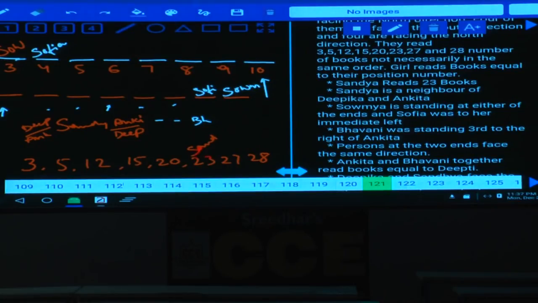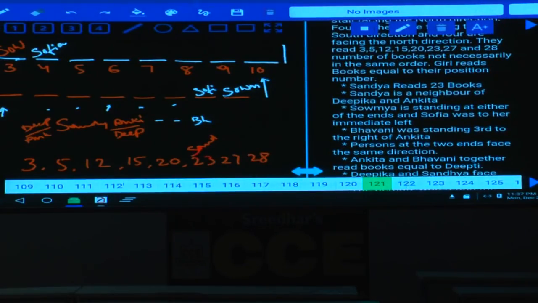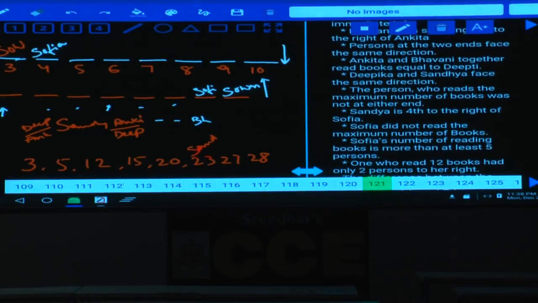Persons at the 2 ends face the same direction. Now these 2 persons are facing towards the same direction. Then Ankita and Bhavani together read books equal to Deepti, isn't it? Now what are the different possibilities we can have?